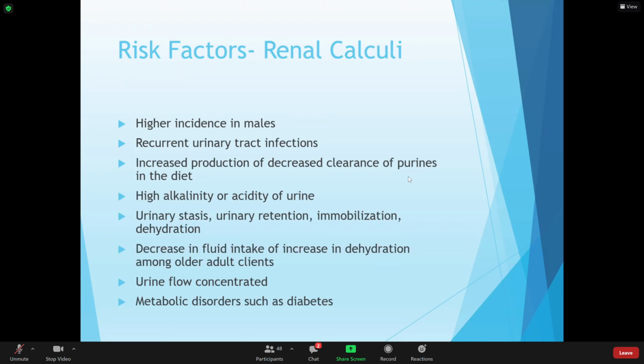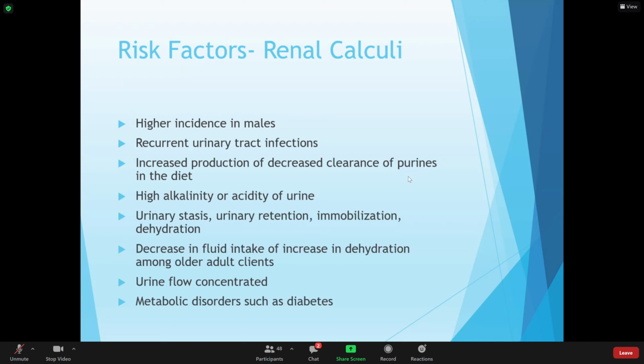One key risk factor for older people is being dehydrated. The more that we keep them hydrated and fluid flowing into their body, fluid flowing through their kidneys, the less likely they are to develop a UTI. So there it is. Decrease in fluid intake or problems with dehydration are always going to make a patient higher risk for kidney stones, renal calculi.